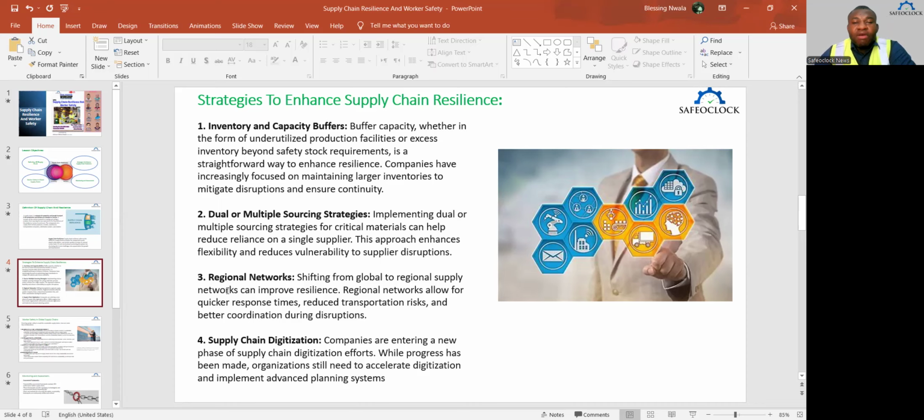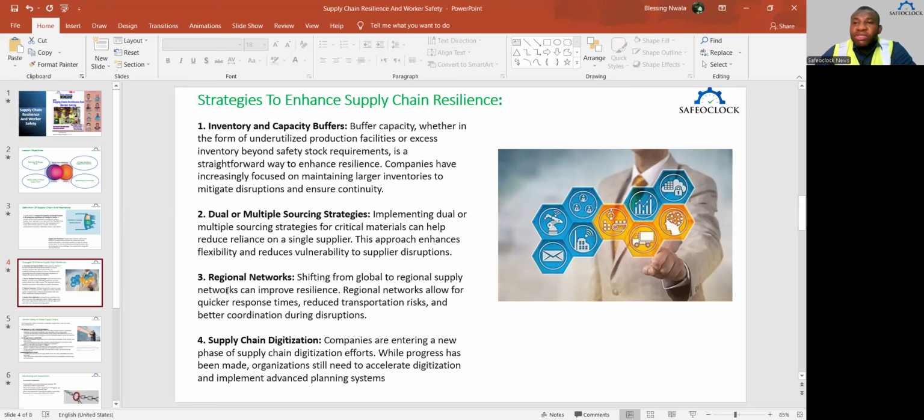Then the other strategy that can be in place is having a regional network. Instead of maintaining global network, shifting to regional network will ensure that you have a supply resilience, in the sense that regional network will allow for quicker response time. For example, if your supply from a far away continent is not responding as at when required, having sourcing for suppliers within that region will give you a quicker alternative or quicker response. And all this should be put into consideration in the course of planning of that project or the execution stage.